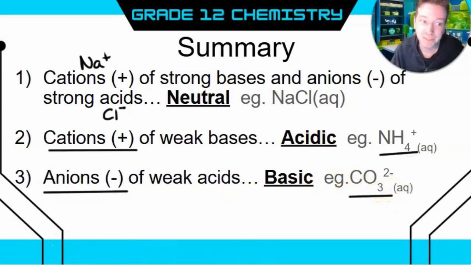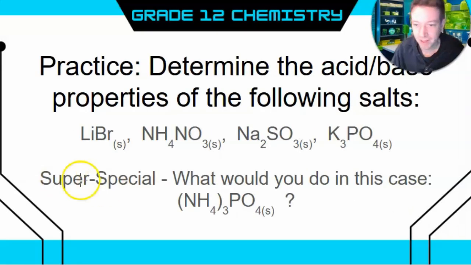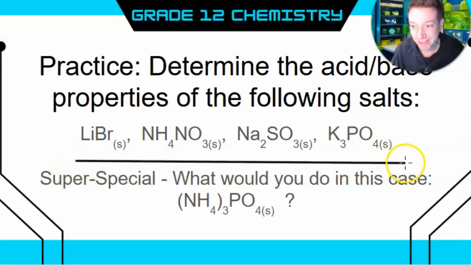Let's try some examples on your own. So here are 4 examples. Pause the video here and figure out whether or not these dissolved salts would produce a neutral, acidic, or basic solution. When you're ready, click play again and we'll go over them.